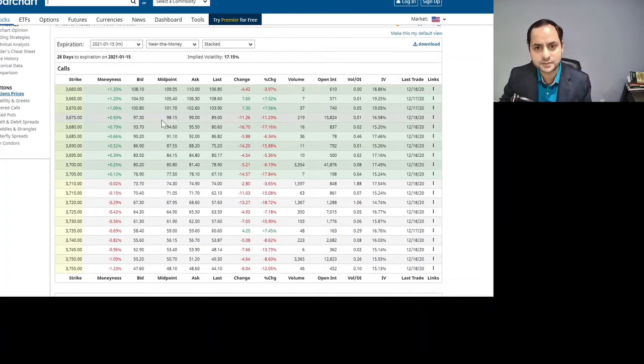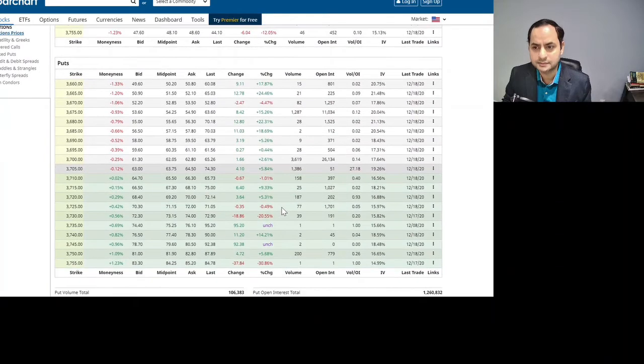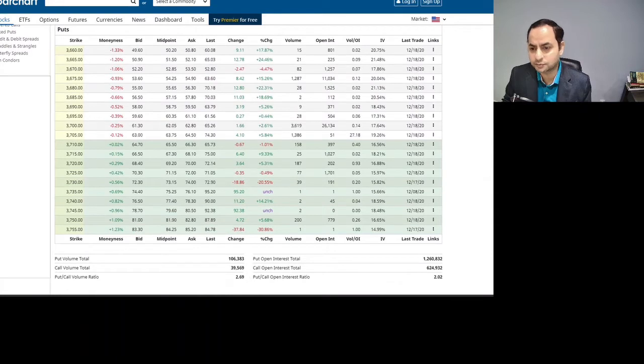If you see here, these are the total calls, and the open interest on the January side is mainly 15,000, 41,000 maximum, and 12,000 maximum. But on the put side, the total open interest is mentioned here. The put open interest is 1.2 million, and the call open interest is 624, which comes as a ratio of 2.02. So this means pretty much bearish sentiment in January, right? So that's not good.